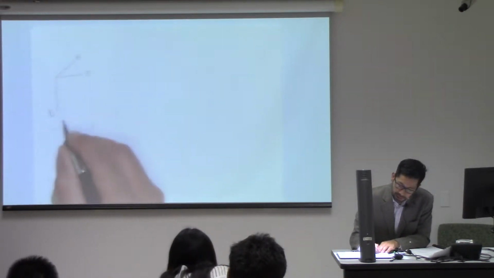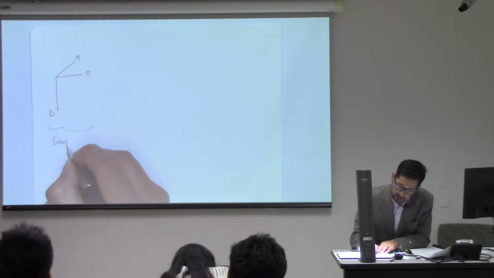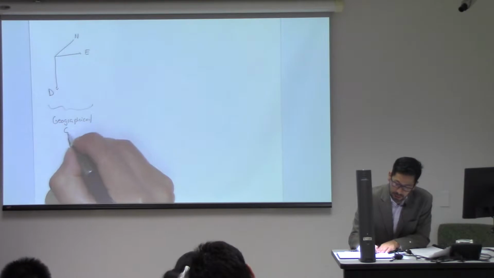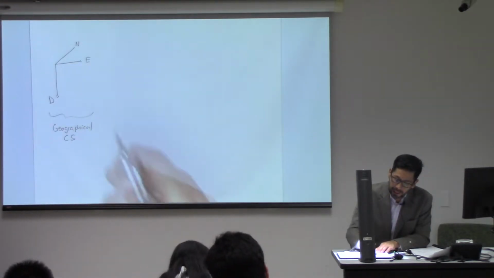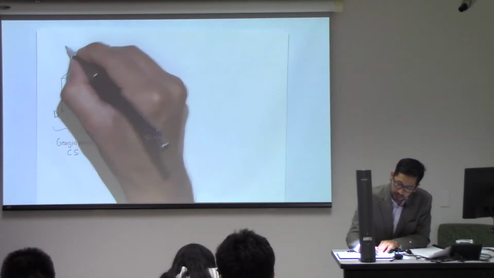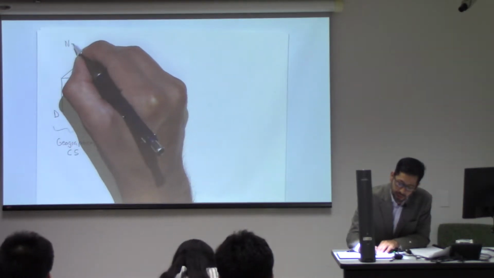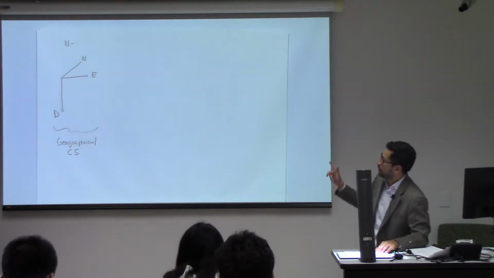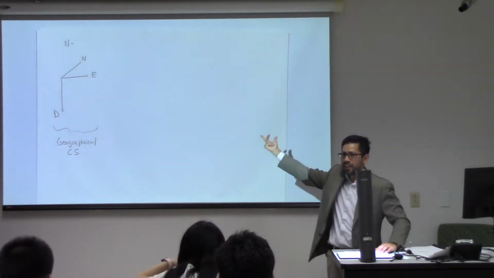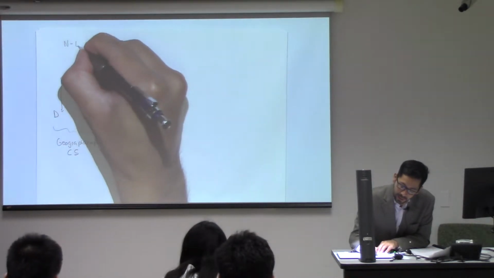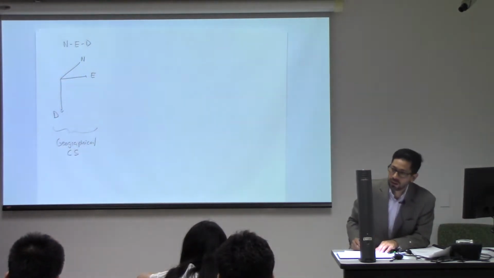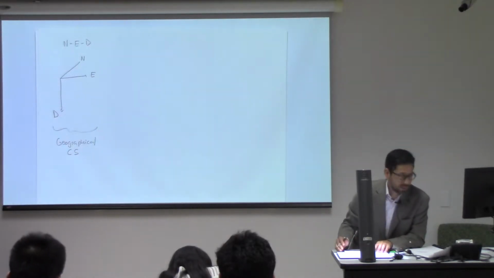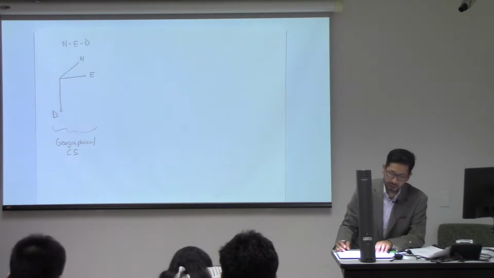The first element of the geographical coordinate system is going to be N. So if N is the first element, can somebody tell me what's going to be the second element? So N is going to be your index, right? E is going to be the second one, and D is going to be the third one. So that's going to be the NED coordinate system.